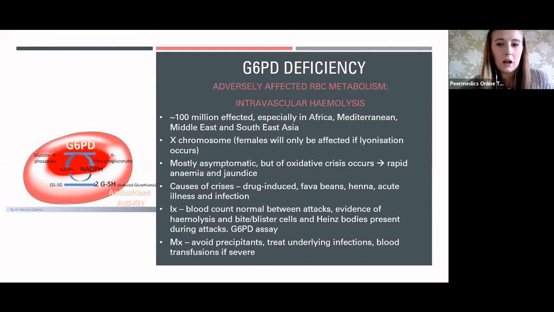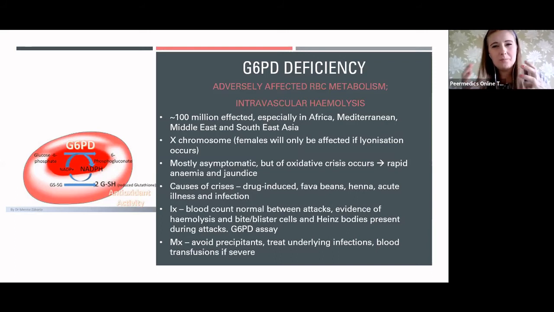And these oxidative crises that lead to a very rapid anemia and jaundice, they can happen because the patient's used henna, they've ingested fava beans, or they've taken certain drugs. But most of the time, patients tend to be completely normal between attacks. So if you took a blood sample while they were fine, they'd look absolutely like a normal person should do.